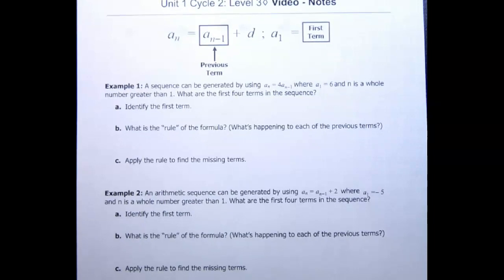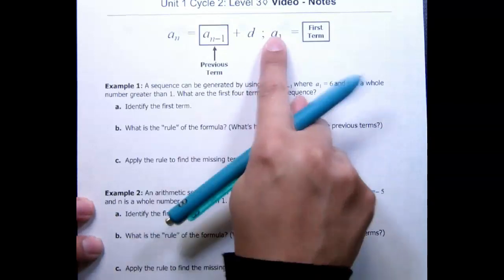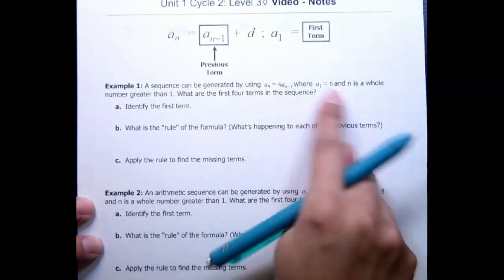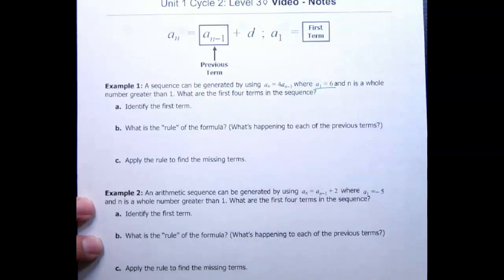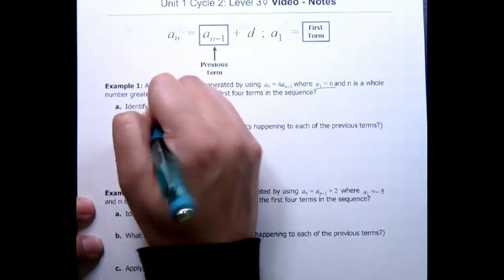So the first example says a sequence can be generated by using a sub n equals 4 times a sub n minus 1, where a sub 1 is 6, and n is a whole number greater than 1. And they are asking for the first 4 terms in the sequence. So we're just going to take this step by step because it's not as complicated as it looks. First of all, we are going to identify the first term. Well, a sub 1 equals the first term. So here they tell me a sub 1 equals 6. So that is my first term.